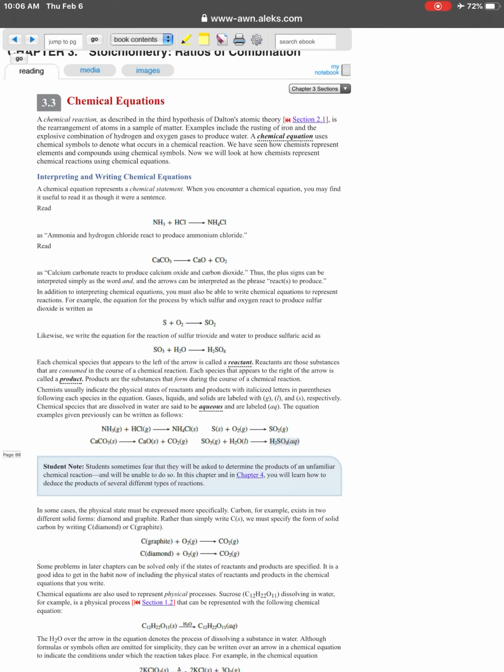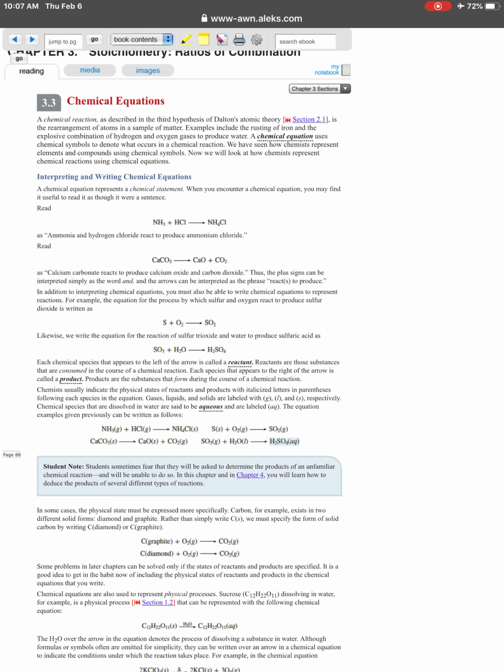It's predicting the production of NH4Cl, which, by the way, is called ammonium chloride. NH3 is called ammonia. HCl is called hydrogen chloride. So ammonia plus hydrogen chloride produce NH4Cl. There's a temporal aspect of this. We would expect that before the reaction begins, we would have NH3 and HCl. After the reaction is done, we would have NH4Cl.